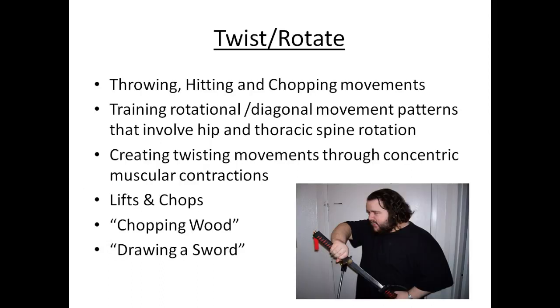Rotating or twisting, things like throwing, hitting, using sort of martial arts, or chopping movements. Here we've got some rotational movement in a diagonal pattern of movement involving the hip and the thoracic spine. So we've got two types of movements here. We've got lifts and chops. Chops are going from the high to the low, and lifts are going from the low to the high. Things like drawing a sword.